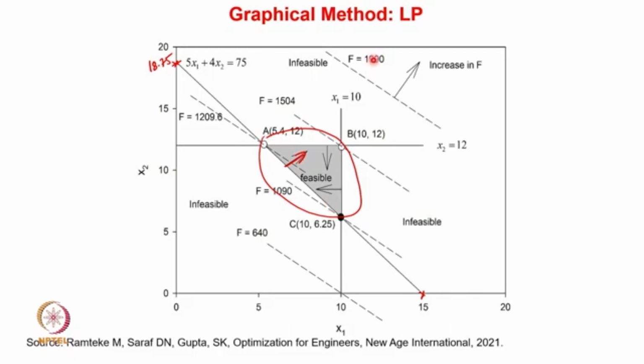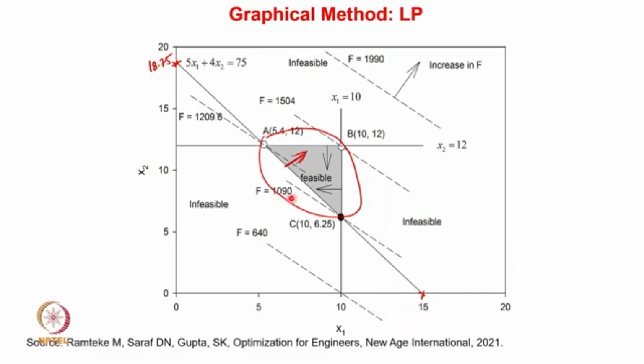You can see that as I reduce the value of f, I am getting different straight lines for the objective function. This is for 1990, this particular line is for 1504, this particular line is for 1296, this particular line is for 1090, isn't it? So clearly you can see that this is the point at which I am getting the minimum function value f, equal to 1090.